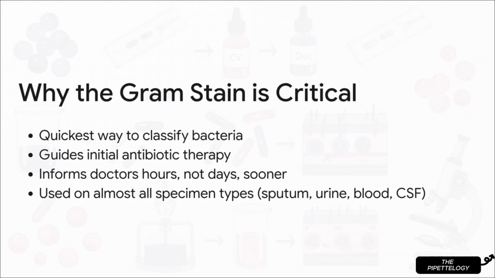This isn't just some abstract test we do in the lab for fun. It has an immediate impact on patient care. It is literally the fastest way to classify bacteria, and that directly tells a doctor which initial antibiotic they should probably use. We're talking about getting that critical info in hours instead of waiting days. And its versatility? It's key. We use it on pretty much everything: sputum, urine, blood, even cerebrospinal fluid.